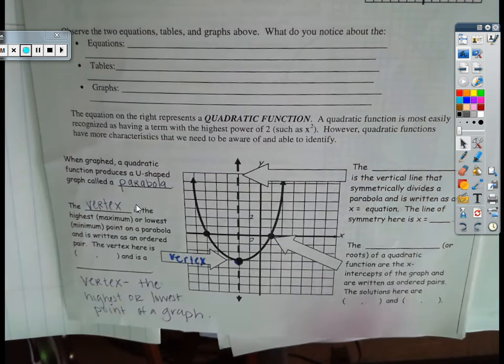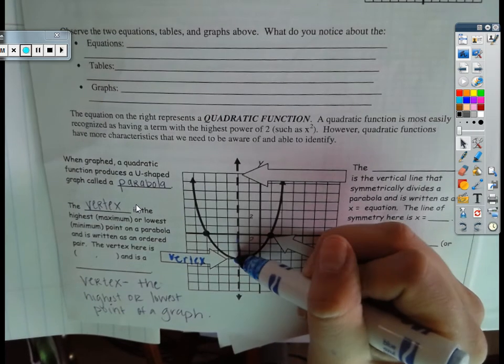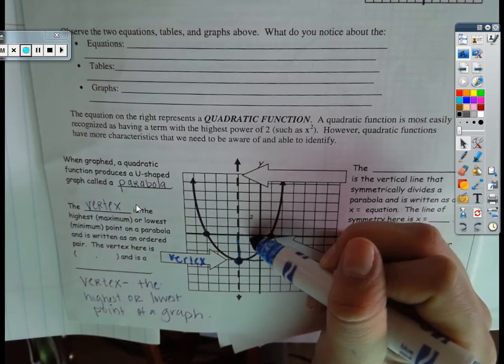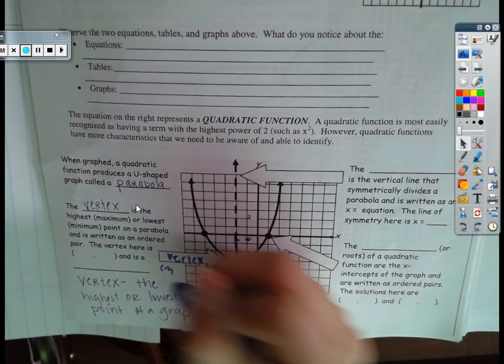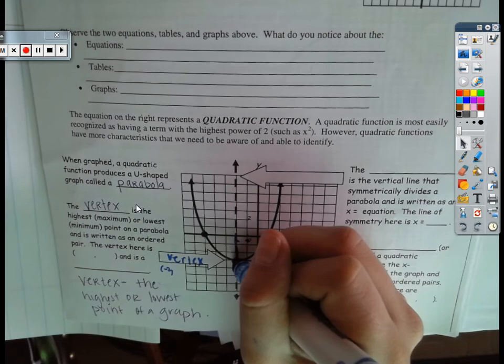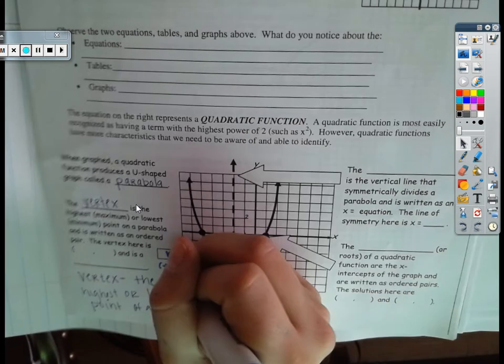Okay? Now, what's important is we need to know the coordinates, so the x and the y. So here, this would be -1, -2. This would be the x. The y would go this way and be -1, -2, -3. That would be the vertex.